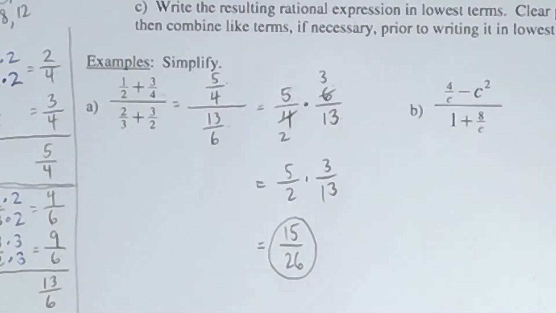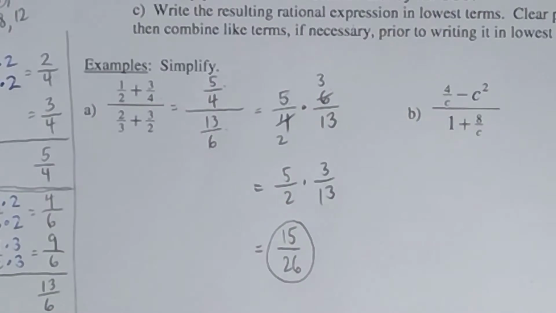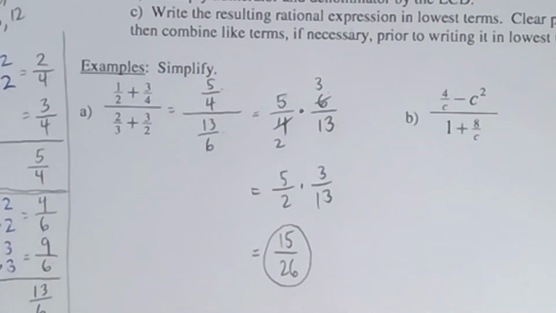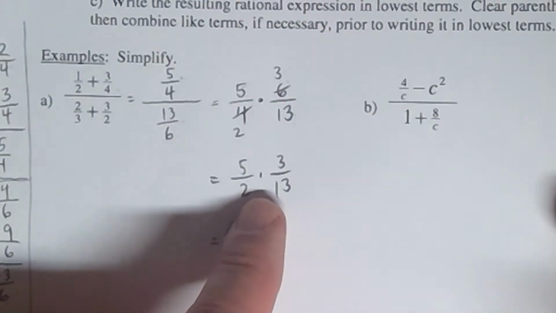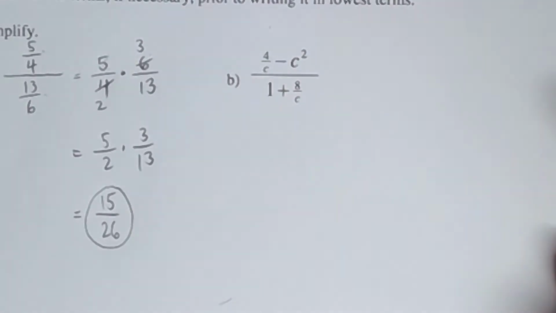15 over 26. So you should end up with one fraction as your answer in these problems that is in lowest terms. If you follow the steps, once you get down to the step where you multiply the fractions together, it should already be in lowest terms. Okay? Problem B.